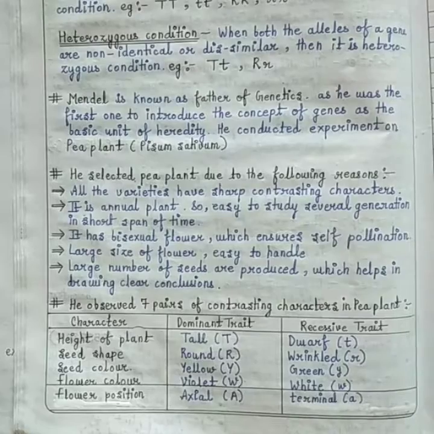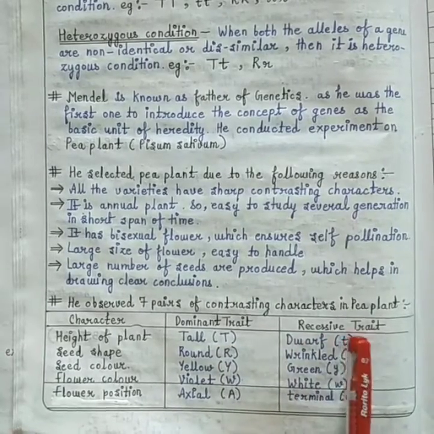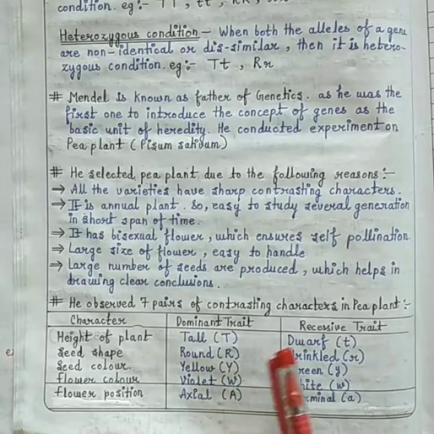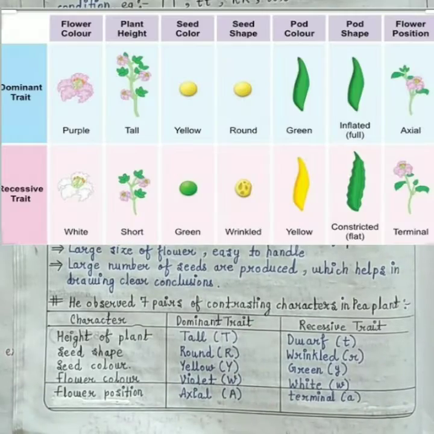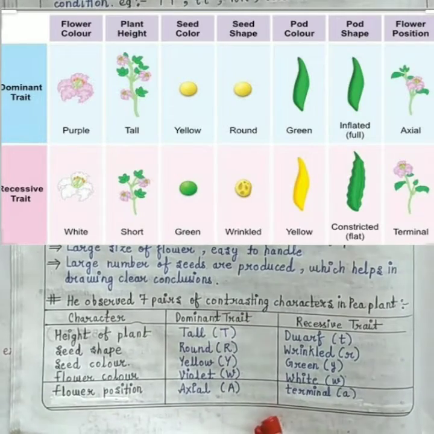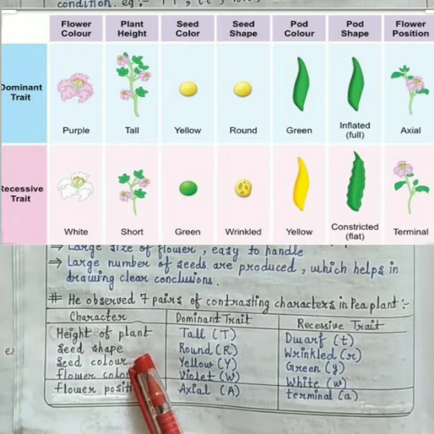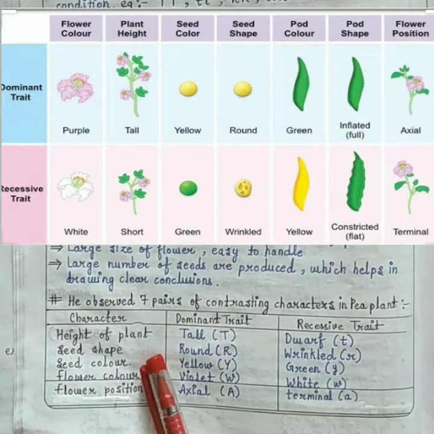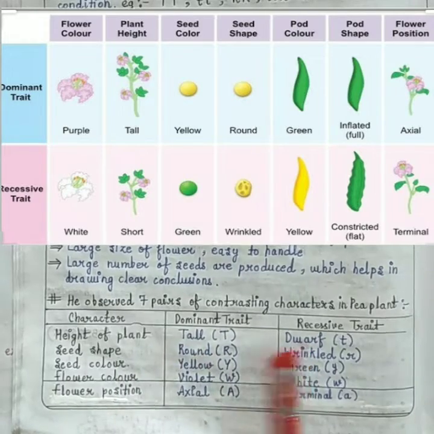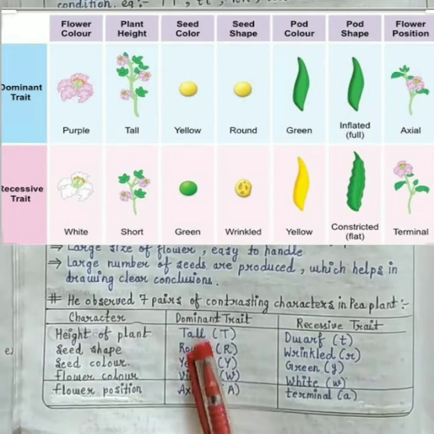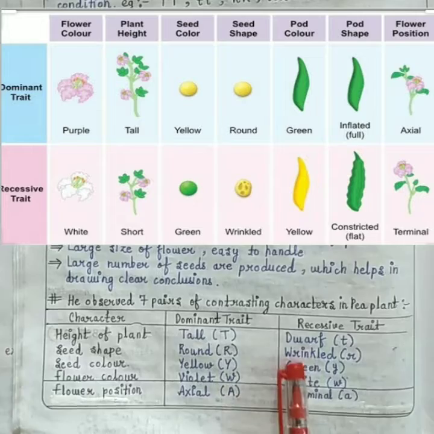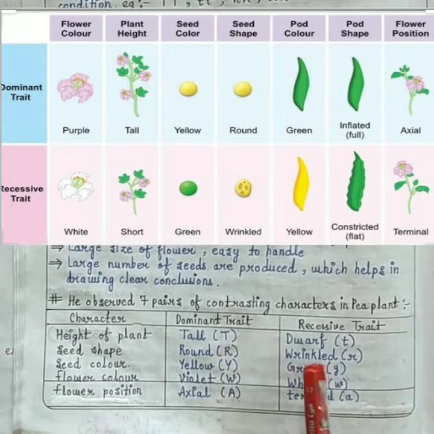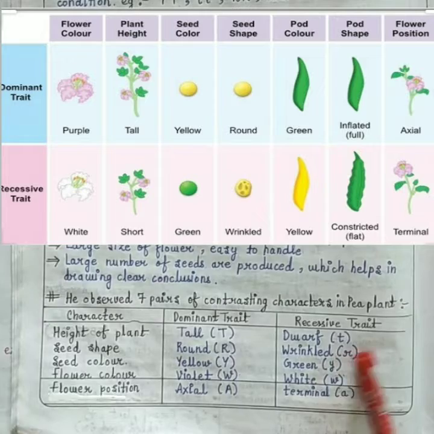Now Mendel observed 7 pair of contrasting characters in pea plant. Mendel ने pea plant में 7 pair of contrasting characters observe किए थे, and this table is very important for you to observe that the first character he studied is height of the plant. And height of the plant के लिए दो trait थे, tallness and dwarfness. Tallness was a dominant trait and dwarfness was the recessive trait. Tallness को represent करने वाला allele is capital T and dwarfness को represent करते हैं with allele small t.